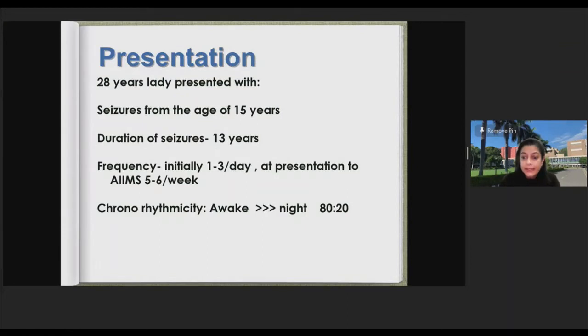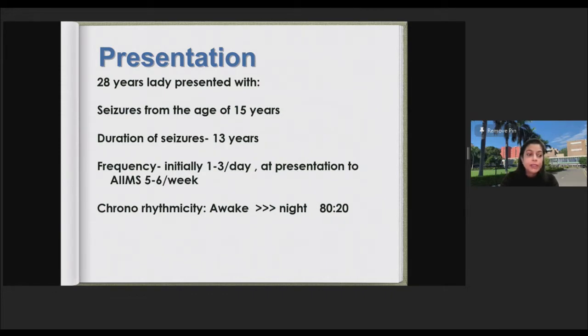Now, she's a young lady. She's 28 years old. She was married about 2 years ago, at the age of 26, and she came to us about 2 years back. She had a long duration of seizures from the time she was about 15 years of age. So basically now she's 28 and the duration of epilepsy is about 13 years.